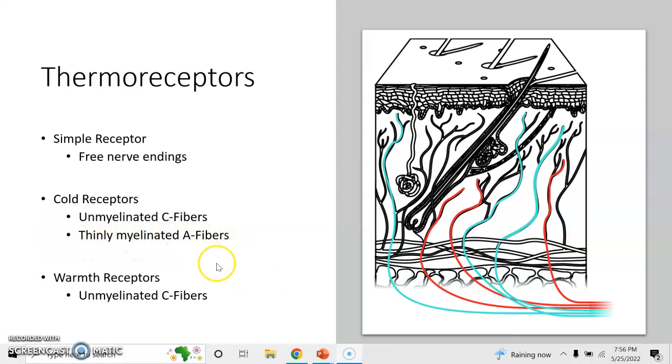C fibers have a low conductivity, and A fibers have a higher conductivity speed. So these receptors use action potentials. They travel from the peripheral nervous system to the central nervous system to the brain.